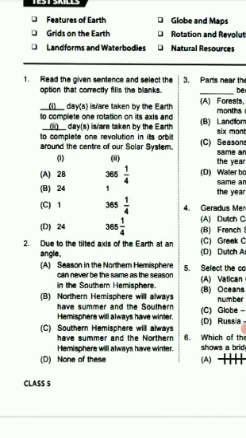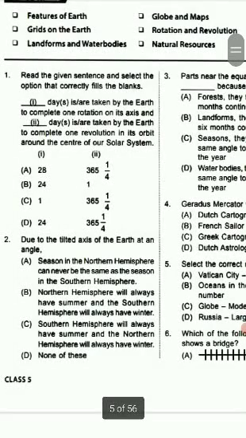Number 2. Due to the tilted axis of the Earth at an angle, A. Season in the northern hemisphere can be the same as the season in the southern hemisphere. B. The northern hemisphere will always have summer and the southern hemisphere will always have winter. C. Southern hemisphere will always have summer and the northern hemisphere will always have winter. D. None of these. And the correct option is A.